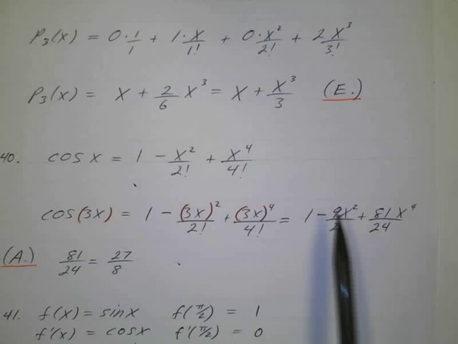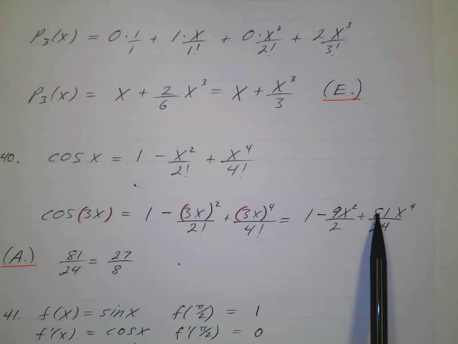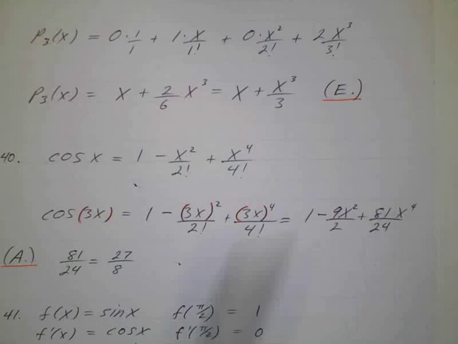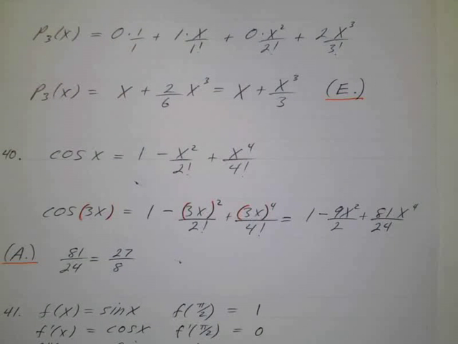So that's going to be 3 to the fourth over 4 factorial. And 3 to the fourth, 3 times 3 is 9, times 3 is 27, times 3 is 81. So that's just going to be 81 over 24. This is the coefficient we're interested in. 81 over 24, I can reduce that by 3. 3 goes into 81 27 times, and 3 goes into 24 8 times. So there was your letter A.